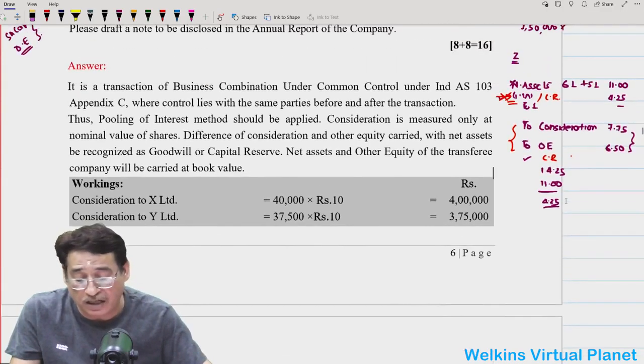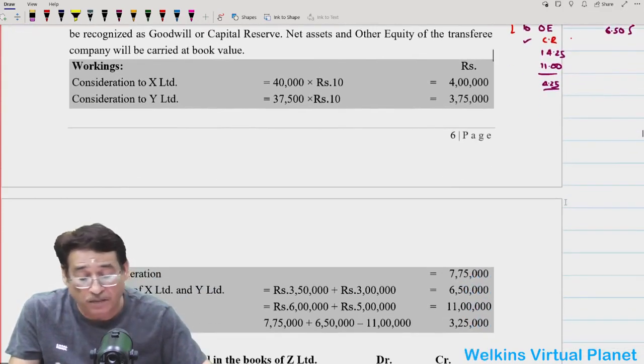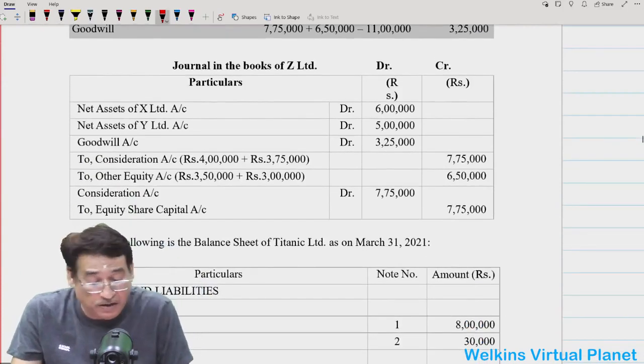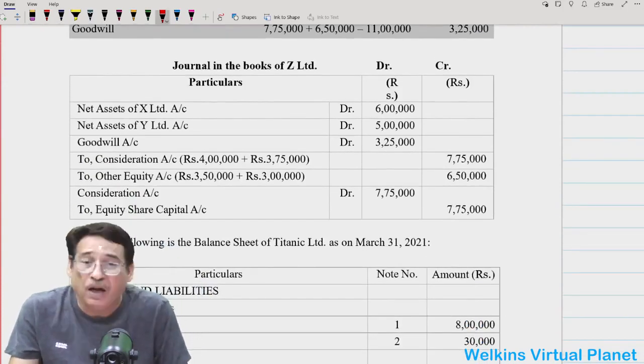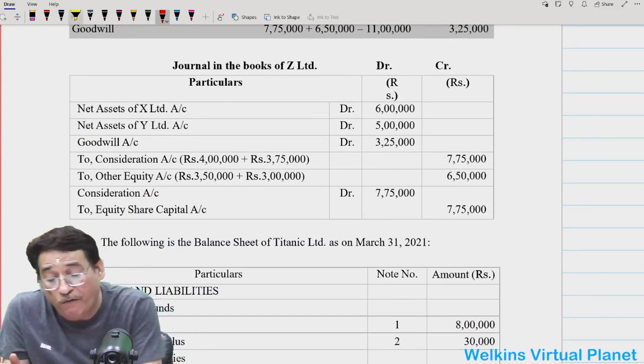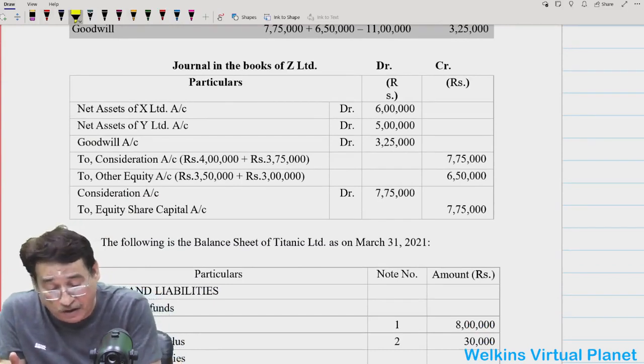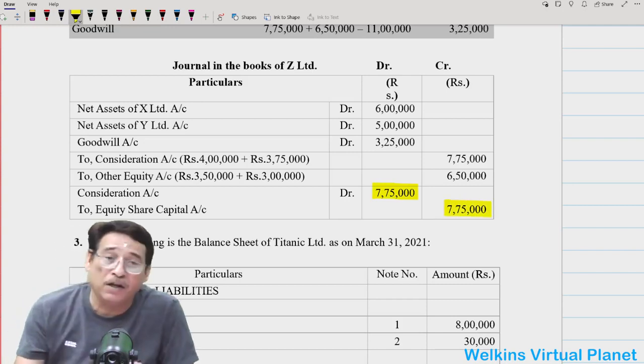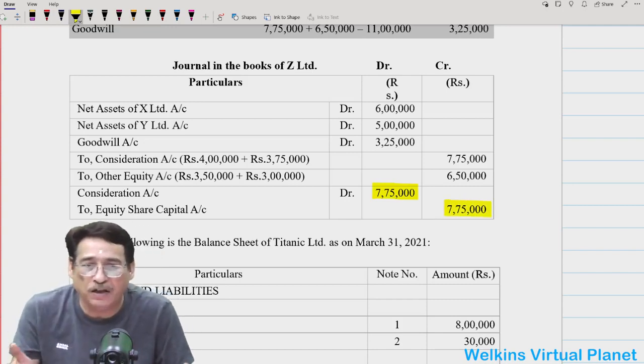This is what exactly is written over here, and I have already computed the amount of goodwill, and this entry is correct. They have written the correct entry. And one more entry, of course, when you discharge the amount of consideration, your entry will be consideration account debit to equity share capital. Correct? So this is how you will have to pass the entries in this case.